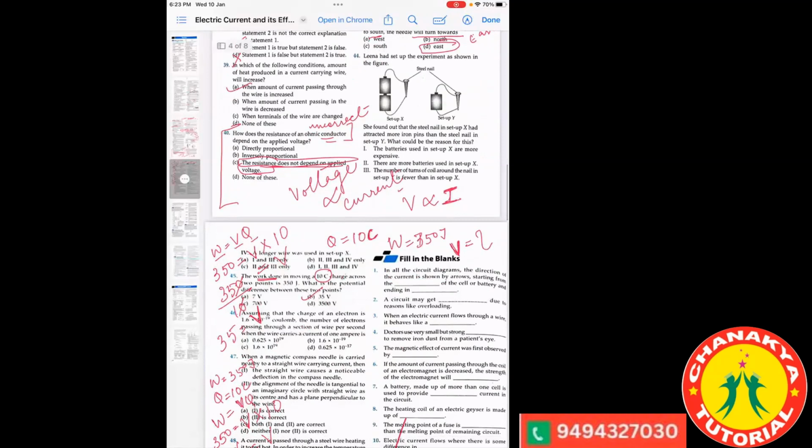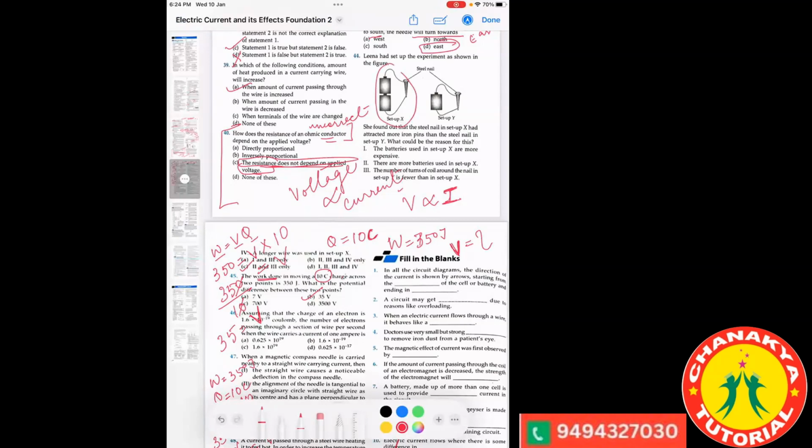Yashwan, question number 44. Leela had set up the experiment as shown in the figure. Ma'am, my answer is C. The correct answer is C only. So Leela has done a setup which is given below. You can see in the setup that the negative connection is with one end of the nail, and the positive is at the other end of the nail. Then in the same way they have connected the second one. Now she found that the steel nail in setup X attracted more pins than the steel nail in setup Y. Why? Because two cells are connected here. Now, what could be the reason for this?